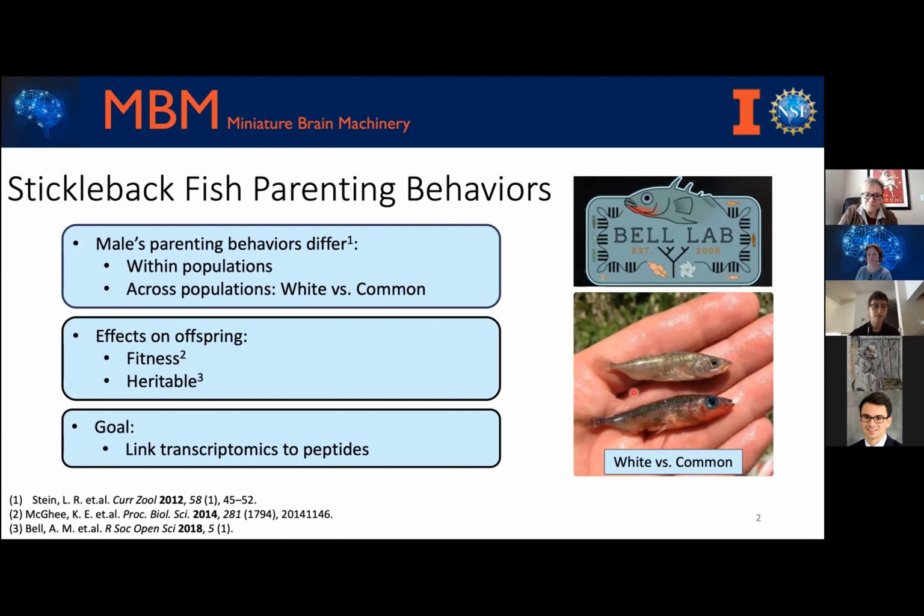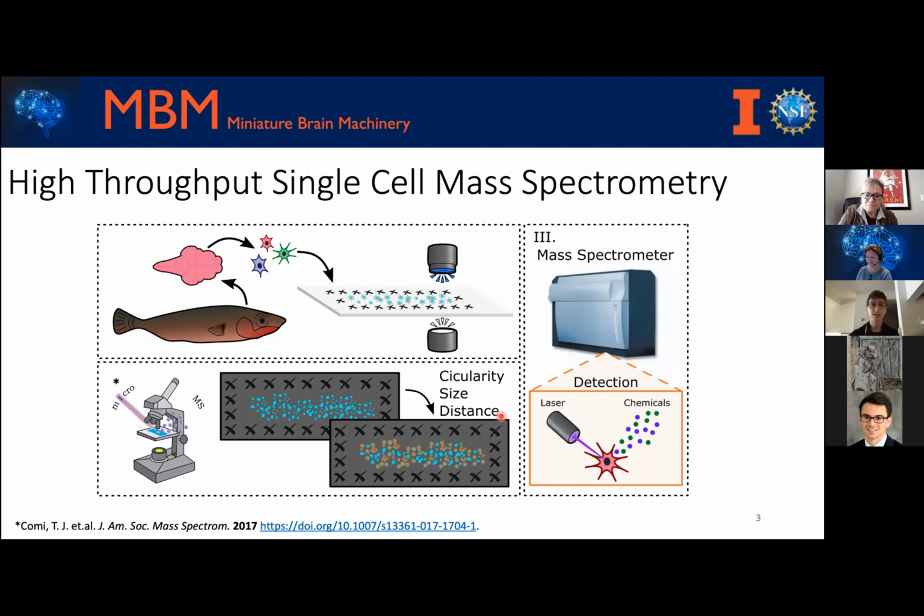And so, as you may expect, these behaviors do have an effect on the offspring, both on their fitness and their own parenting behaviors whenever they have their own offspring. And so the goal of this project is to link transcriptomics data from the Bell lab to whatever peptides are actually playing an active role in maybe regulating these behaviors. Now, the way we plan to look at these peptides is using high throughput single cell mass spectrometry.